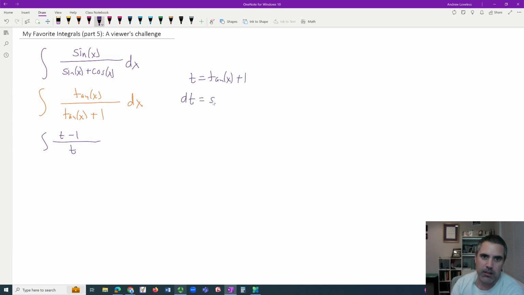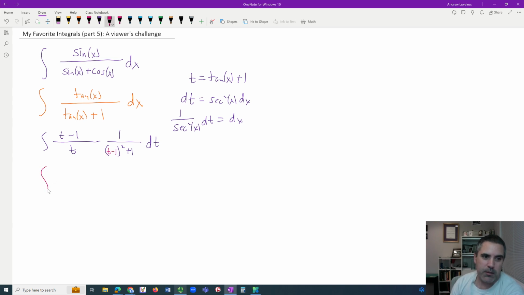dt is going to be secant squared of x dx. But this looks a little better because secant squared is 1 plus tangent squared. So dx is dt over tangent squared plus 1. So I'm skipping a little bit about identities. I won't do a full review. But tangent is t, so the numerator is t minus 1.